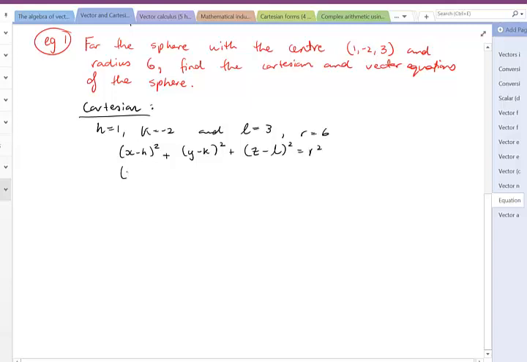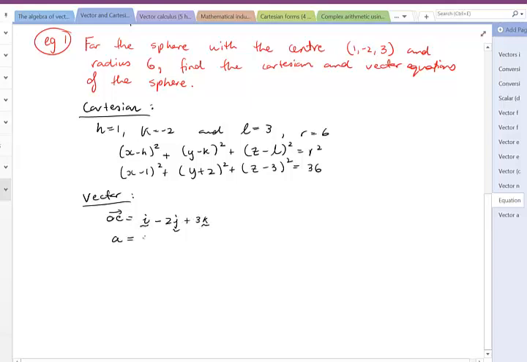It is (x - 1) all squared, (y + 2) all squared, and (z - 3) all squared, and that will be equal to 36. All right, that's it. That's our Cartesian equation. The vector equation is just as simple. We should be able to say that OC is equal to i - 2j + 3k. A will be equal to 6.